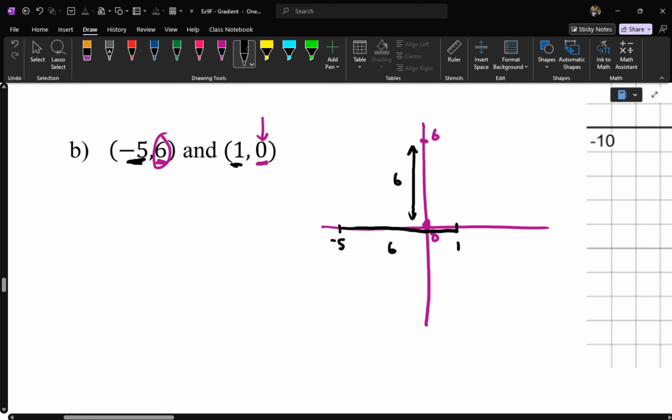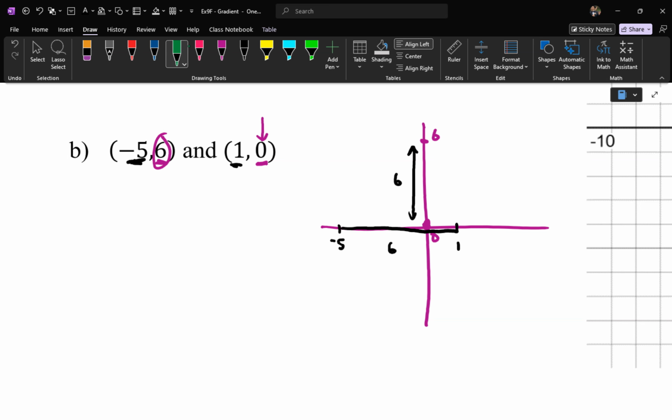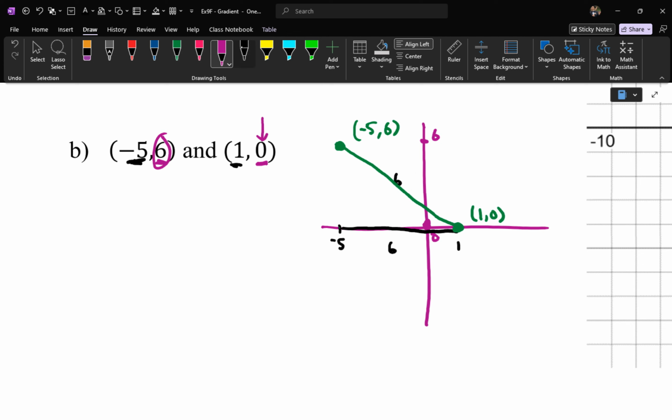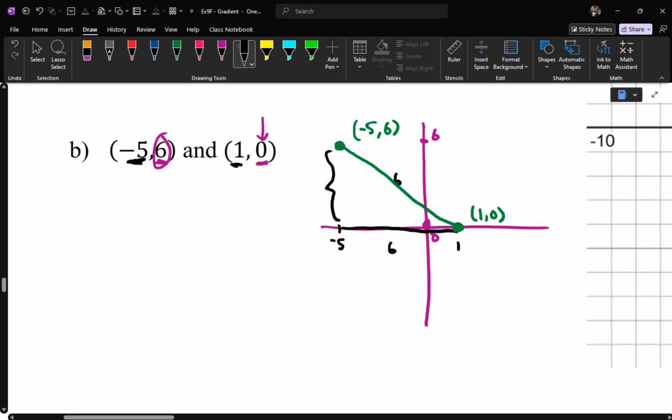The only thing that you don't know is, well, what kind of gradient is it? Is it negative? Is it positive? Is it 0? Is it undefined? So it helps to plot the coordinates to visualize it. But over time, you can do this in your head. 1, 0 is over here. And then negative 5, 6 is here. X is negative 5 and the y coordinate is 6. So you can see that the gradient clearly is negative. We just worked out that the vertical distance was 6, because from 6 to 0, that's a distance of 6. And from negative 5 to 1, we knew it was 6 units.